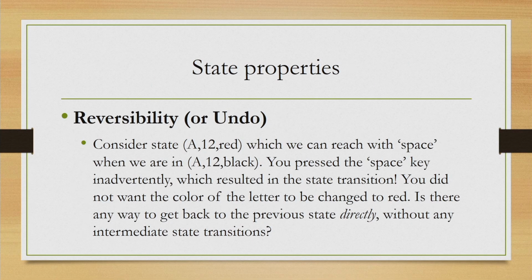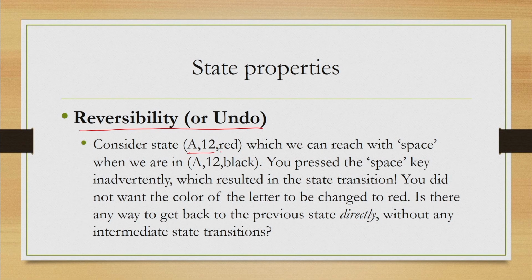The other property that we can try to verify is reversibility or undo. Again, we have discussed it. So, by mistake, if we enter a state and we want to come back to the original state, does our design support that reversibility or undo operation? We can verify that also with this formal notation.